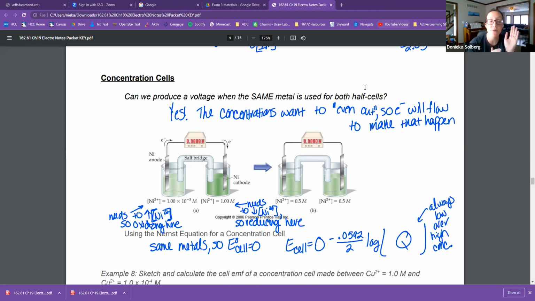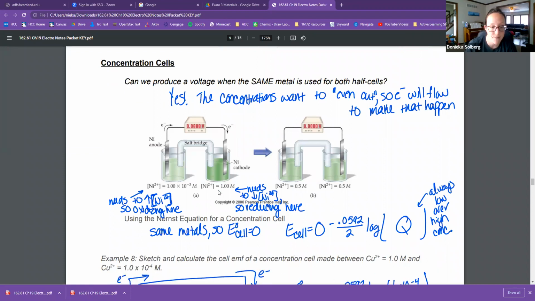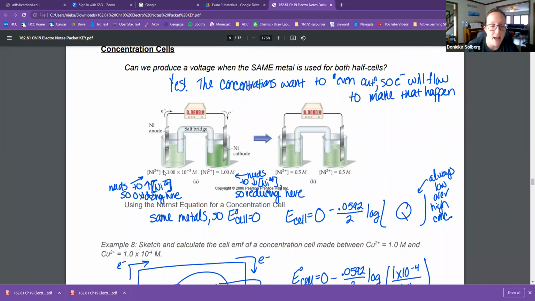If you use different concentrations. Now if they're the same concentration, it's not going to happen. But if you use different concentrations, those concentrations actually want to even out, like the whole equilibrium system. So electrons are going to flow in one direction to make it happen, and that reaction is going to be spontaneous until those molarities even out. So my example here is nickel. If I have a 1 times 10 to the negative third molarity here and a 1 molar here, essentially those concentrations want to even out.